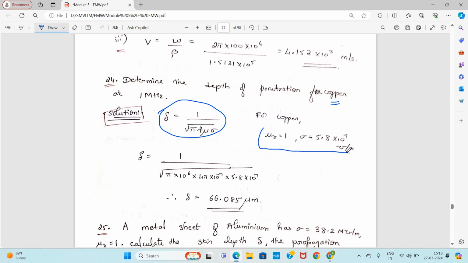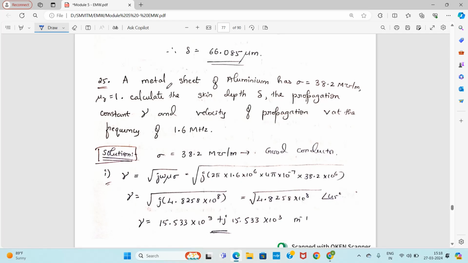So please remember these values. For copper, the mu r value is 1 and sigma is 5.8 into 10 power 7. Okay, you need to remember this extra along with mu naught and epsilon naught. You have to also remember sigma for copper. Okay, so once you know this, it's direct substitution, find out the delta.